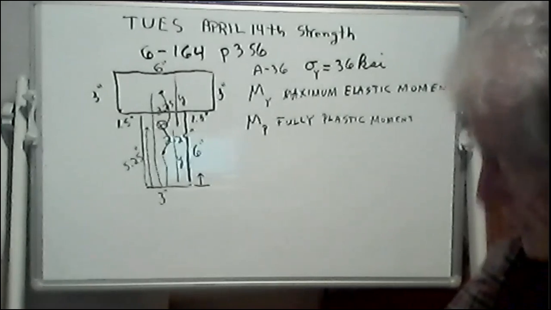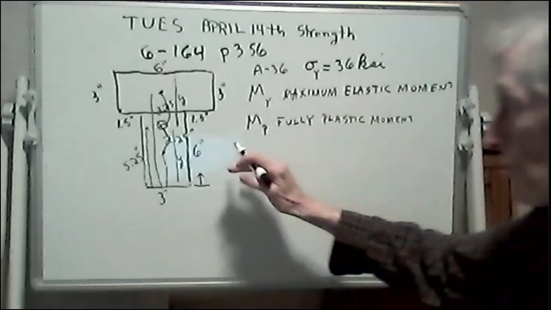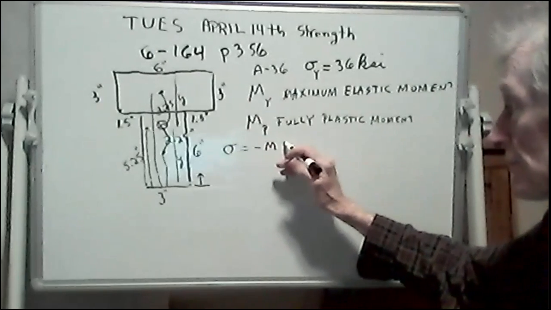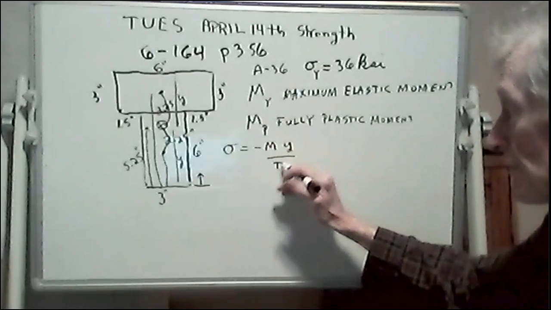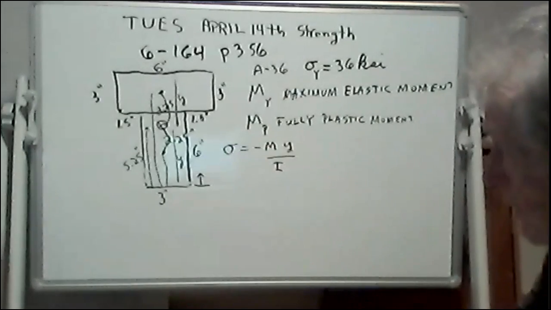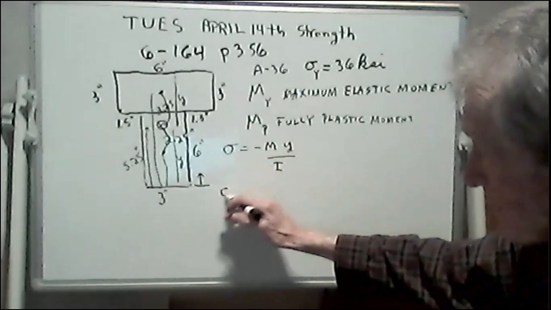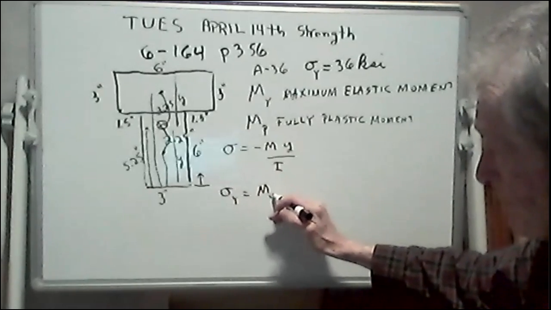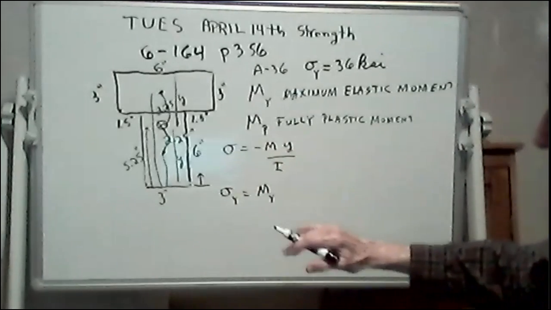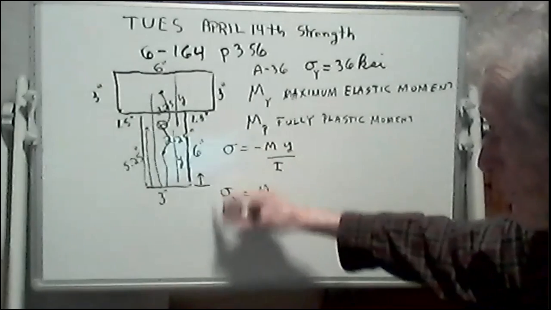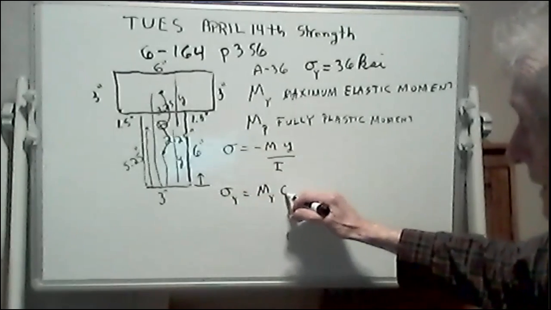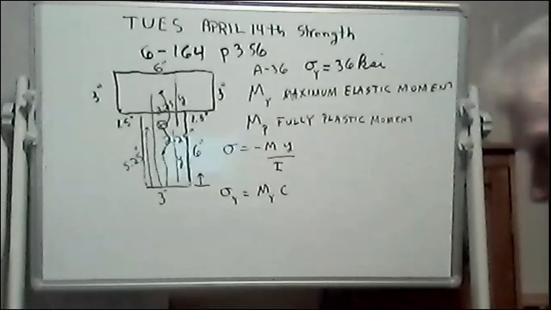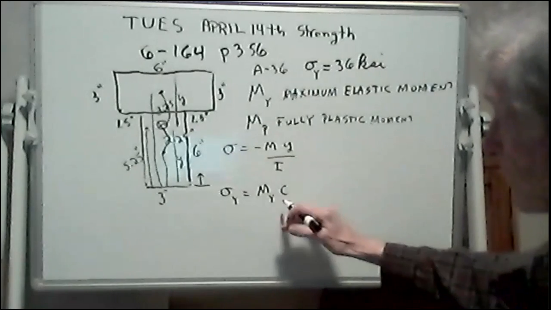Okay. Now we're going to solve for the maximum elastic moment. And what we're going to do is use this equation here, only we're going to put in the yield strength and the maximum elastic moment. Now I know there's a minus sign there. Put absolute values on there if it'll make you happy. And we're going to put in C, which stands for the maximum distance from the centroid.